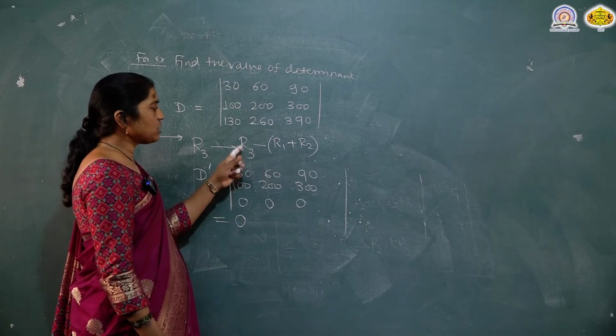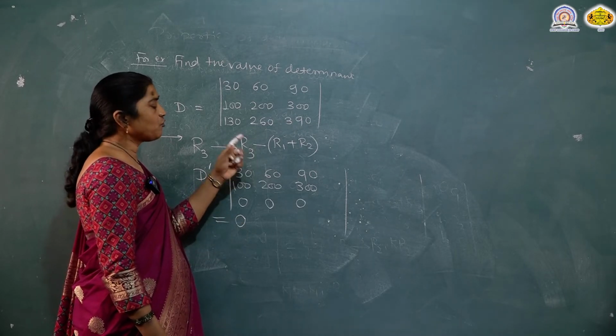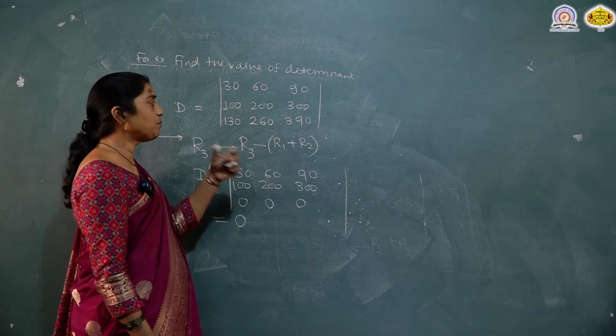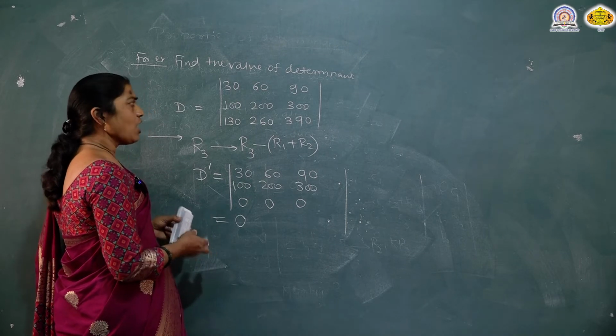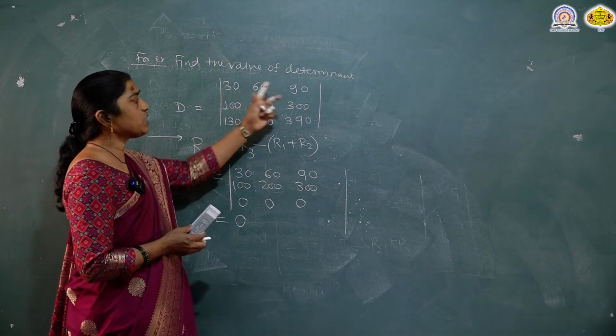So, what are we using? We are using the property that if you add some k multiples of one row to another, the value of the determinant remains the same. You can check, you can use any property.